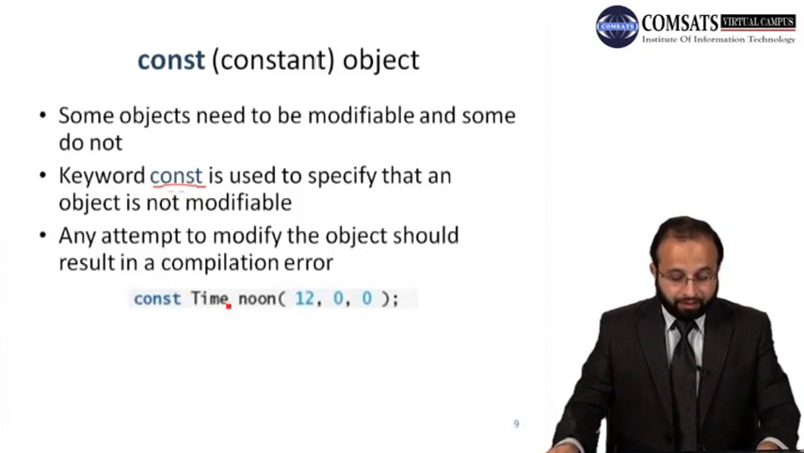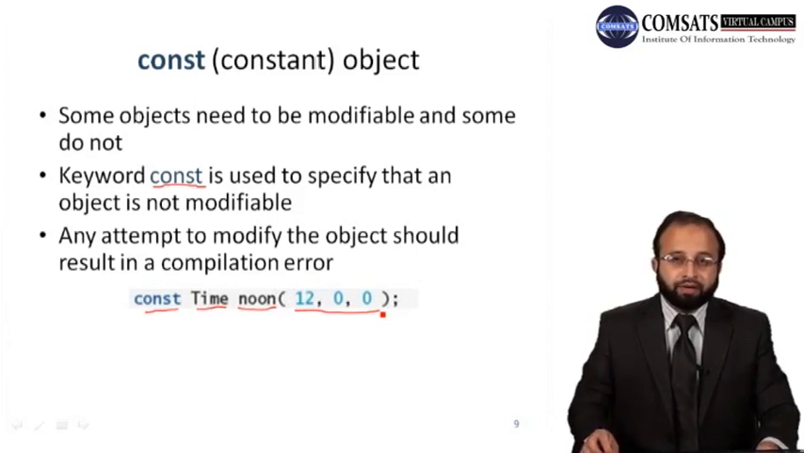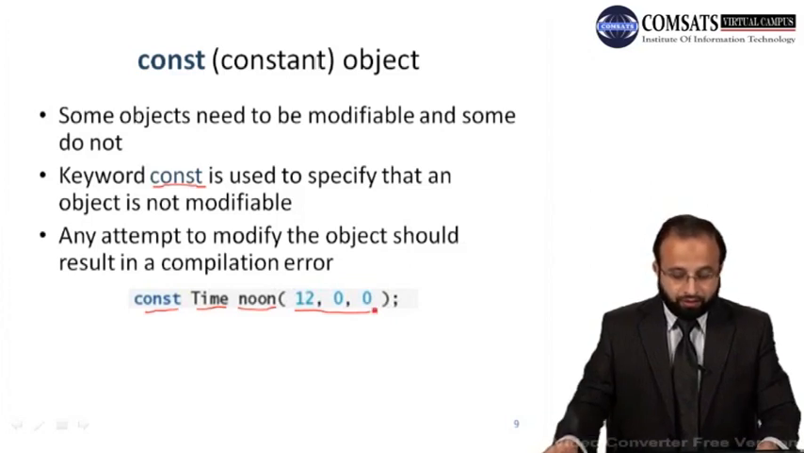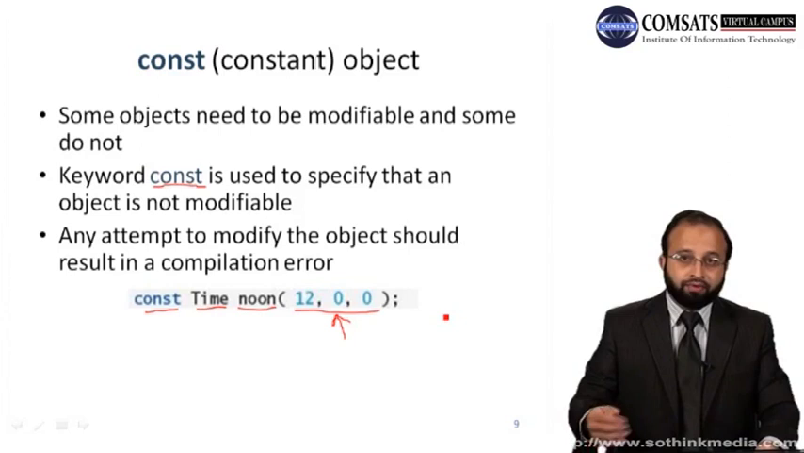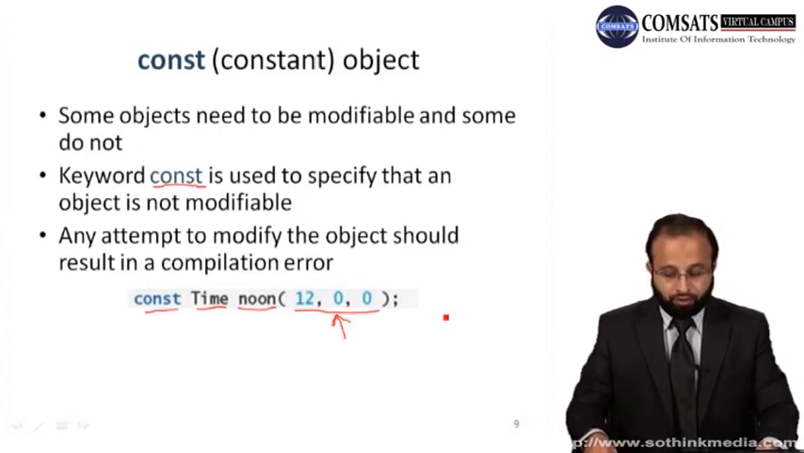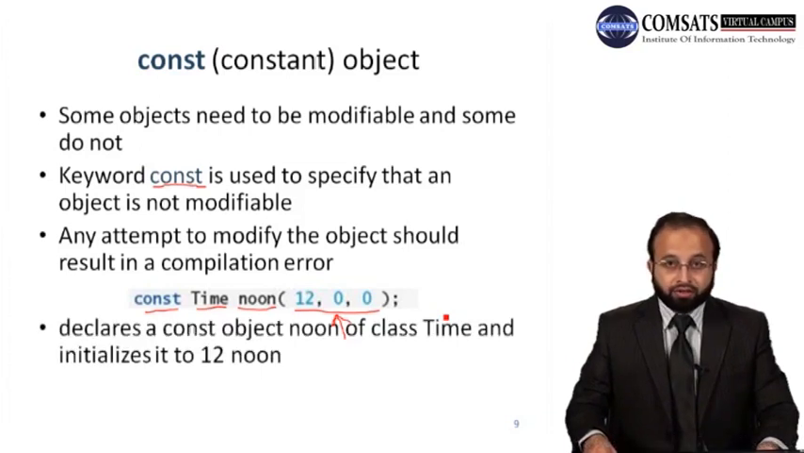Here we have declared an object of the Time class. Time is the class, noon is the name of the object, and this is a constant object, and these are the parameters with which we have initialized that object. If you remember, if we declare a constant integer variable x, we have to assign the value at the time of the declaration. Here we declare an object noon of the class Time, and at creation time we have to assign it some values. Further onward in the program, it is not possible to change the value of the noon object. So this declares a constant object noon of the class Time and initializes it to 12 noon: 12 hours, 0 minutes and 0 seconds.